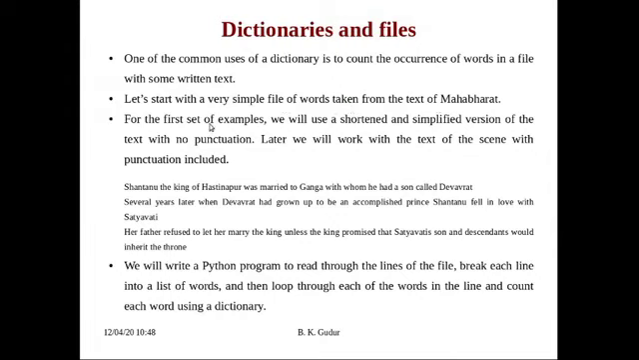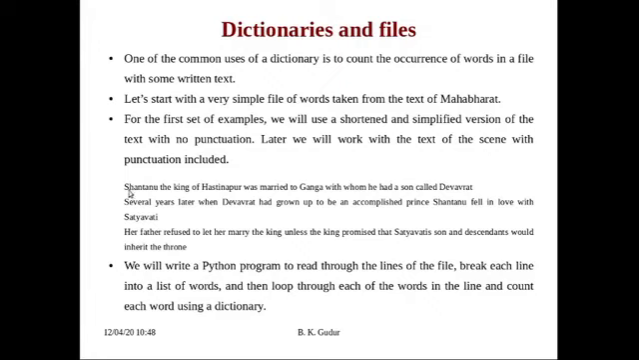Let's start with a very simple file of words taken from the text Mahabharata. For the first set of examples, we will use a shortened and simplified version of a text with no punctuation. From the Mahabharata text, we are going to take a sample without any punctuation. Later we will work with text with punctuation included, and see how to count in that case. Initially we'll take a file without any punctuation and later a file with all punctuations included.